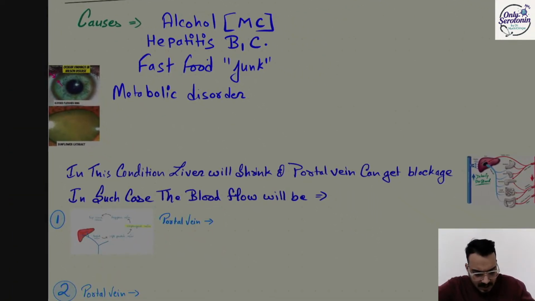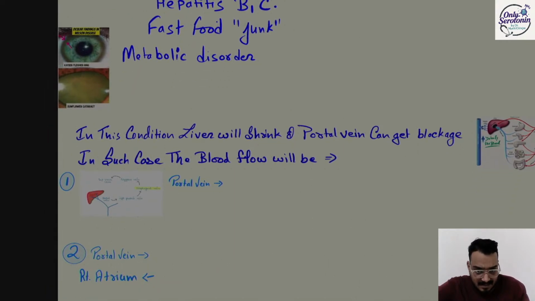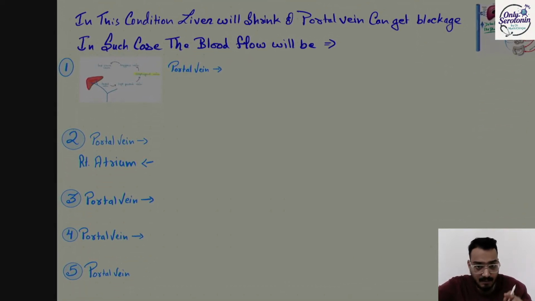In this condition the liver will shrink and the portal vein will get blocked. Once the liver shrinks and the portal vein is blocked, the blood flow will change. These 5 types of blood flow are very important, guys. I am definitely going to ask in your final exams what are the 5 different types of blood flow that will happen after liver cirrhosis.